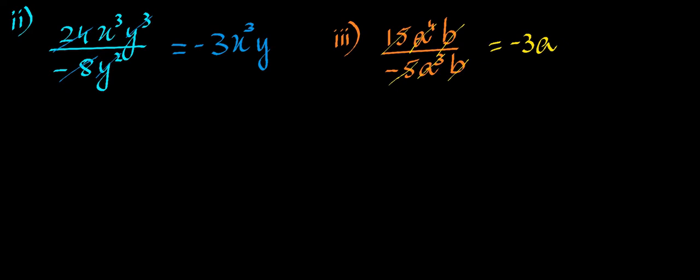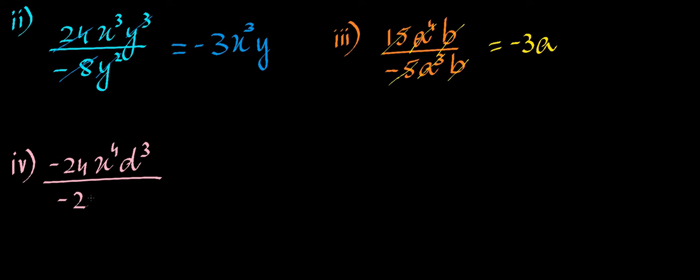Moving ahead to the next sub-question, the fourth one, which says minus 24 x raised to 4 d raised to 3 divided by minus 2 x raised to 2 d raised to 5. Over here, we can say that is equal to 2 1 times, 2 12 times. So I have 12. Minus minus, both get cancelled. Minus minus is plus. So this is a positive answer here.